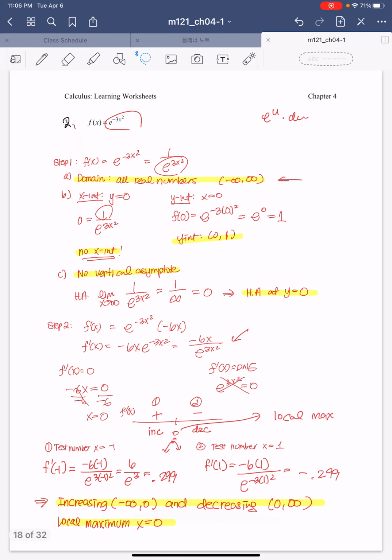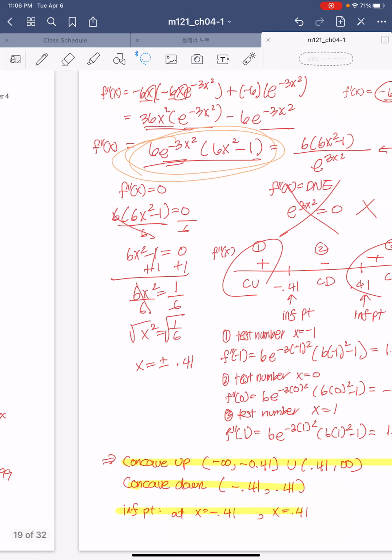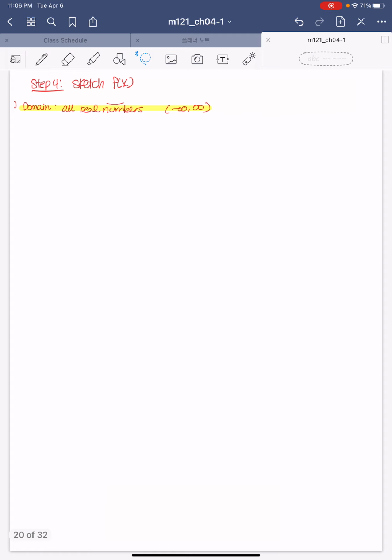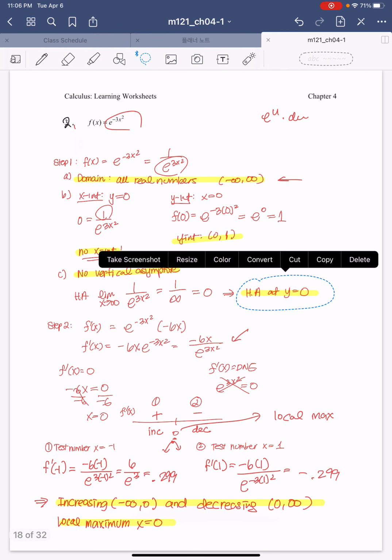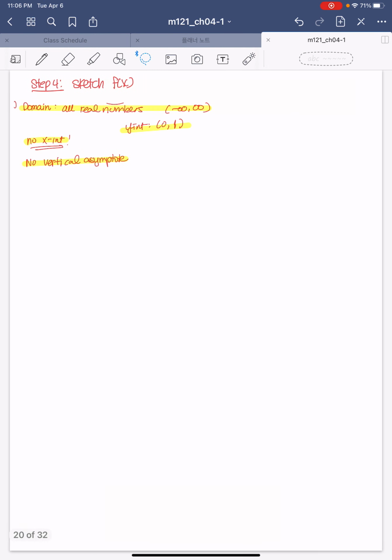What else? And then we have no x-intercept, a y-intercept here, no vertical asymptote, and then a horizontal asymptote here. These are all the information that we have found.